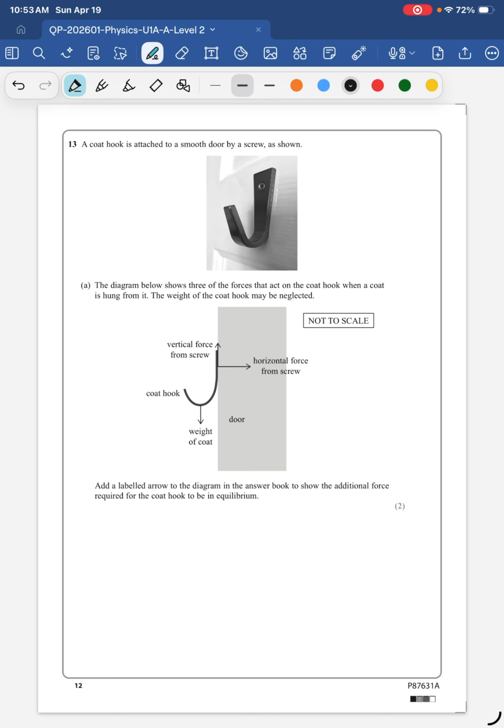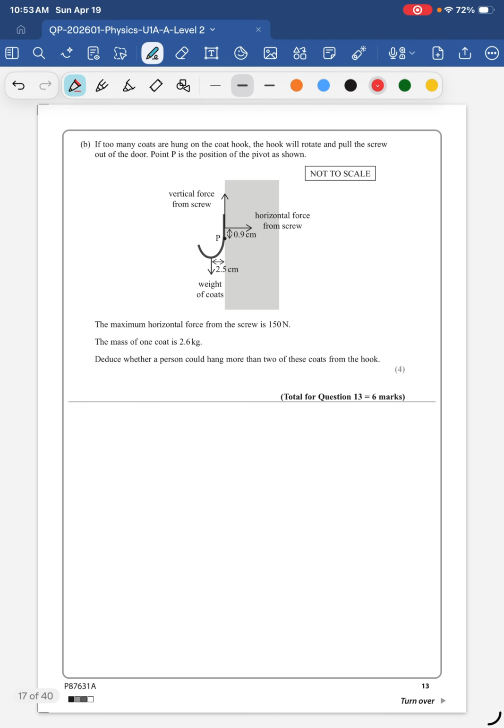So the moments balance, the weight is balanced by the vertical force from the screw, but we have this force, let's use red, that is not balanced by anything. So it needs to be balanced by this force, which is the reaction force from the door. Yeah, that's the force. So let's move on to part B.